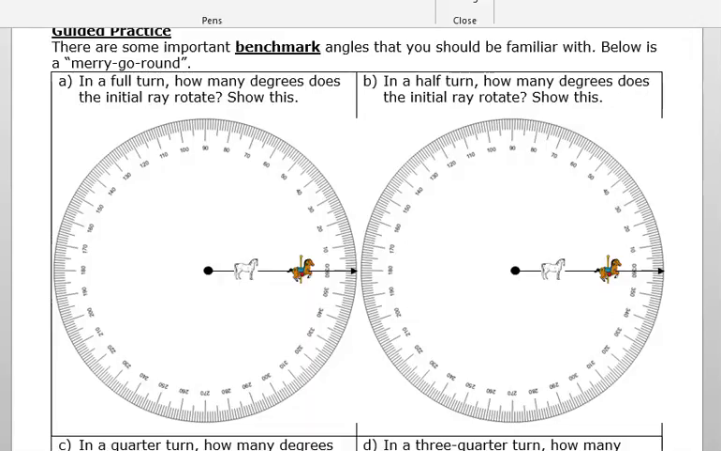All right, guys, we are going to talk about today's lesson on angles and classifying angles. This should be a review from previous years, but in case we forgot some of our definitions and ways to measure, we're going to take a look at this today. So let's start with our guided practice.